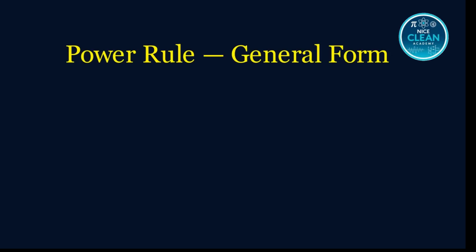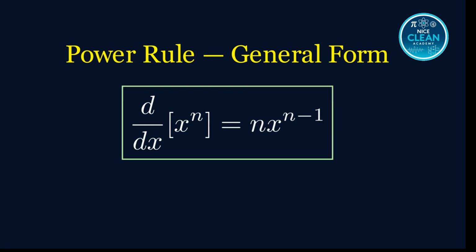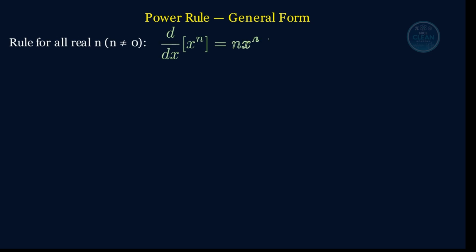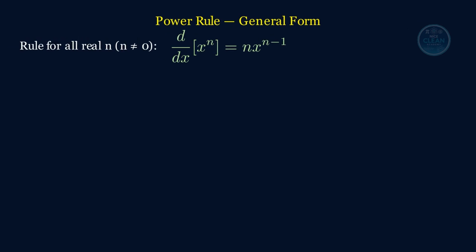In this tutorial, we'll talk about the power rule. Whenever we need to find the derivative of x raised to some power, the power rule says, if f of x equals x to the power of n, then f prime of x equals n times x to the power of n minus 1. In other words, bring the exponent down front and subtract 1 from it. And here's something important. This works for any real number n as long as n is not 0.